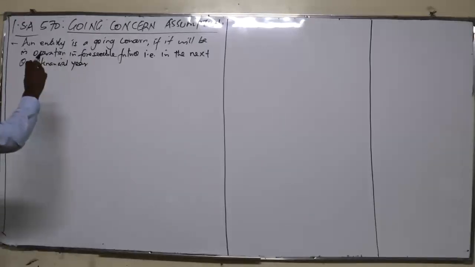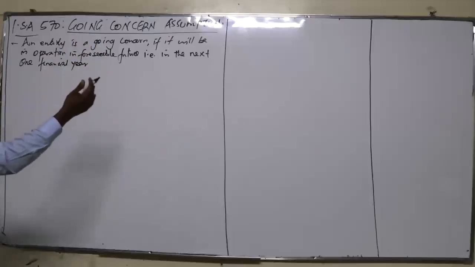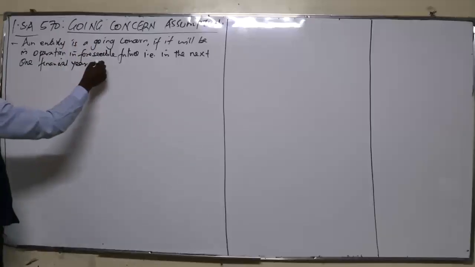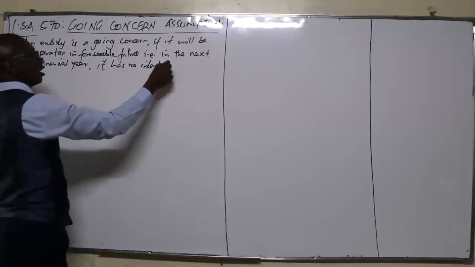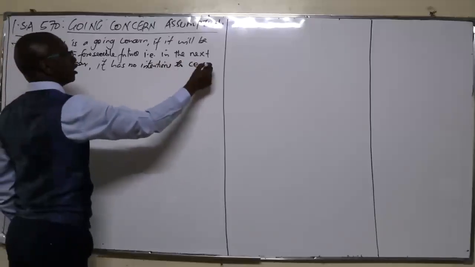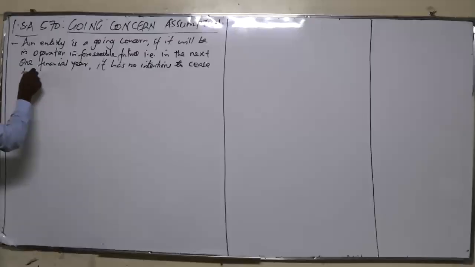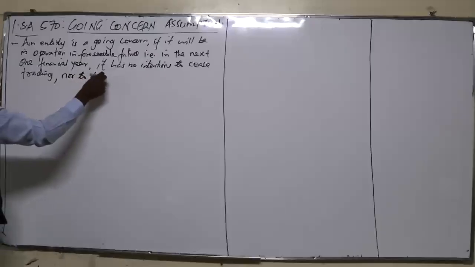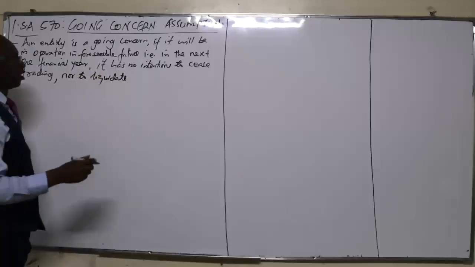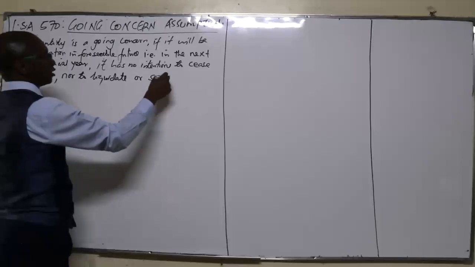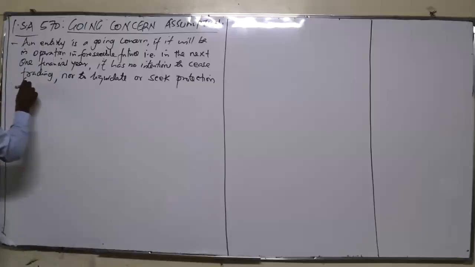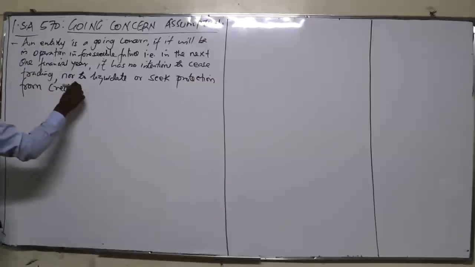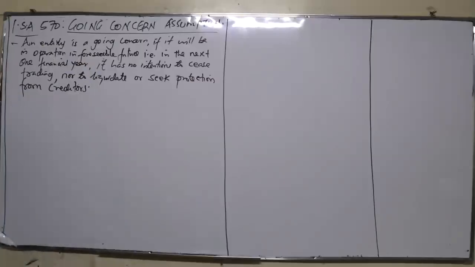An entity is a going concern if it will be in operation in the foreseeable future, i.e., the next one financial year. It has no intentions to cease trading, nor to liquidate, or seek protection from creditors. This is when we say an entity is a going concern.